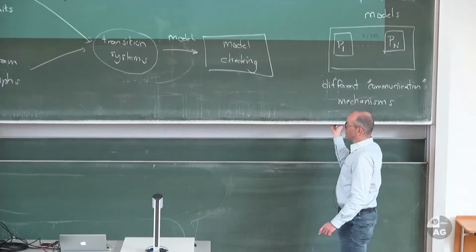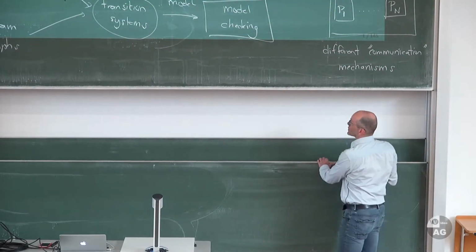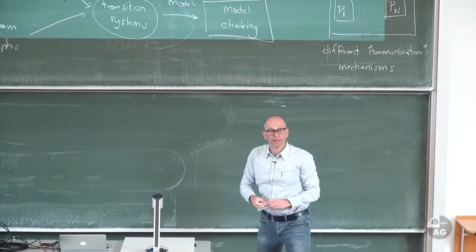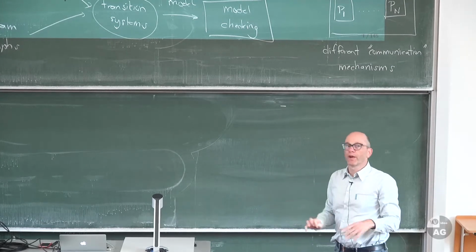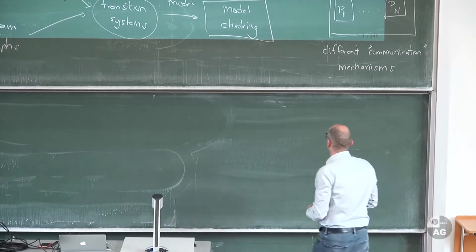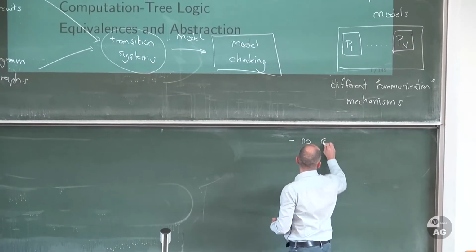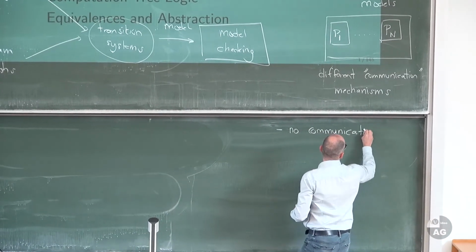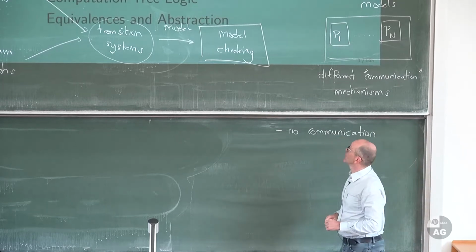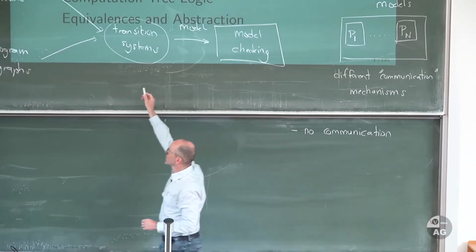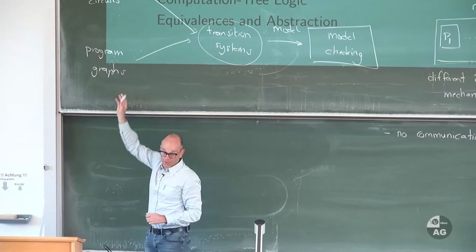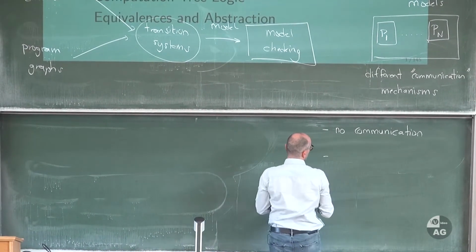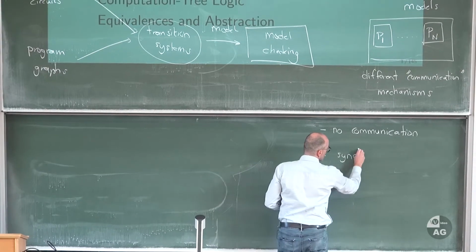Some of these communication mechanisms we will see already today. I will start very simple, with the most simple way of doing multi-threading, which means no communication. And we're going to see what that means on the level of transition systems as well as on the level of program graphs. That's the first thing I'm going to introduce. Then we're going to see what we call synchronous communication.